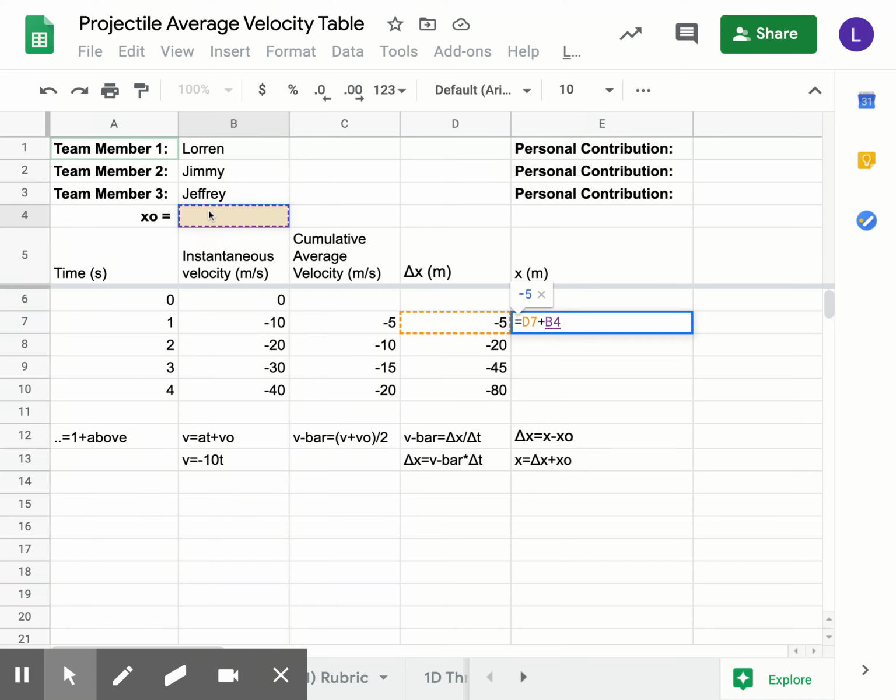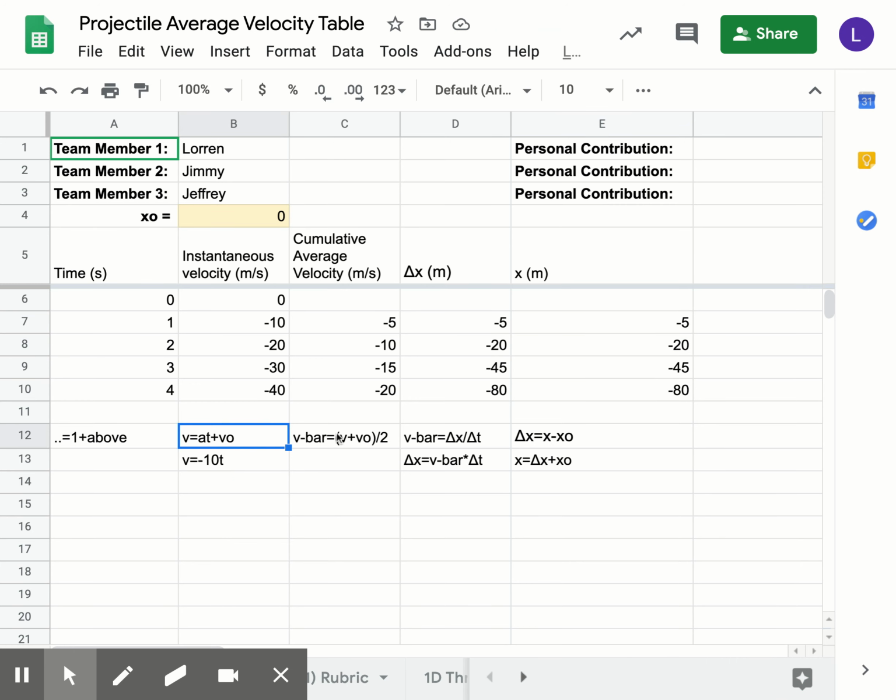But we want it to always refer to that box. So that's what we need, a $B, $4. Always column B, row 4. Now, of course, this is empty, but this number should be 0 if we set the starting location as 0. And we can then see that delta x and x are equal to each other. So I put these formulas down here so we can see them.